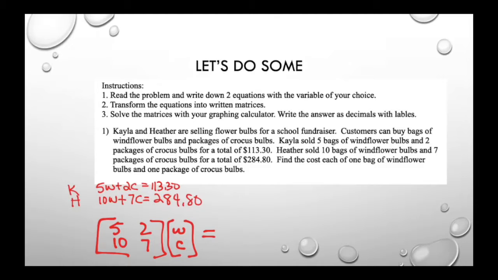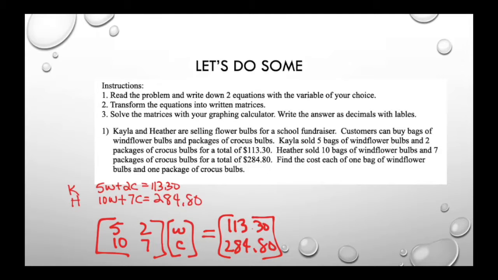And then the last matrix out here. You said use your calculator. I'm using my calculator, but I'm doing it a different way than you are. I'm doing it the same way that we've always done it. I'm just not putting matrices in there. Just a second. Let's do this part, and I'll explain what we're going to do. 113.30, and 284.80.